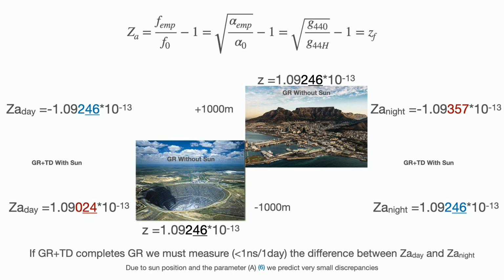At least I'd like to mention a possible experiment to test a day and night session influence, combined with a new parameter A from GR plus thermodynamics. One atomic clock on a mountain, 1,000 meters height, and a second clock minus 1,000 meters down in a mine. I like to leave the results for your own interpretation, but to let you know, Z is the calculation without Sun influence, and ZA includes both Sun influence and influence of the tiny parameter A.